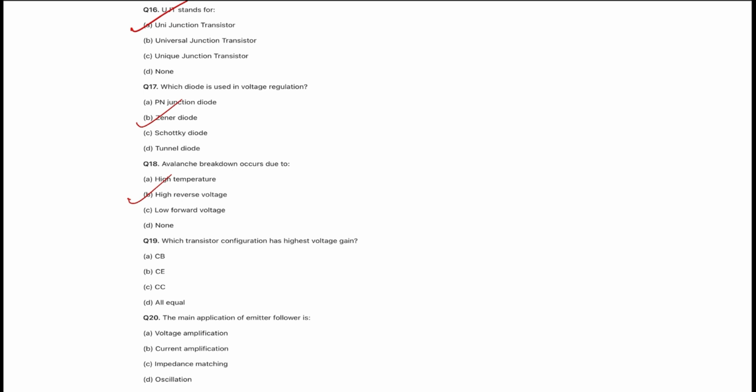Which transistor configuration has the highest voltage gain? CB, CE, CC, all equal. Answer is CB. The main application of emitter follower is: option A, voltage amplification; option B, current amplification; option C, impedance matching; option D, oscillation. The main application of emitter follower is impedance matching.